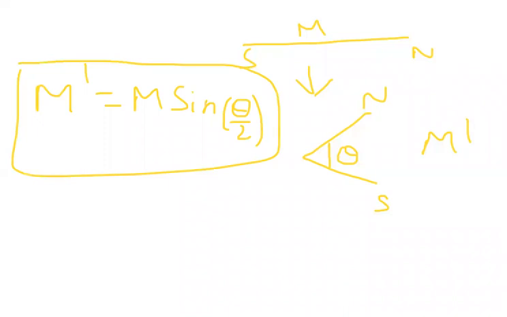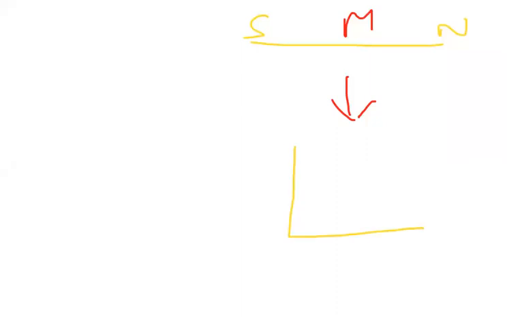Let us see one example. What is that example? I am taking a straight magnet, south pole, north pole. Magnetic moment is capital M, and it is bent at right angles. Right angles means the angle between south and north pole is 90 degrees. Then what is the new magnetic moment? New magnetic moment is m dash. So what is the m dash value?